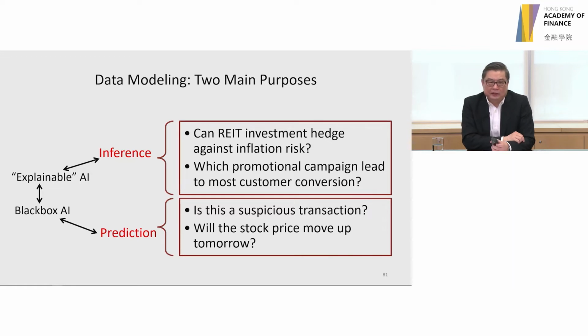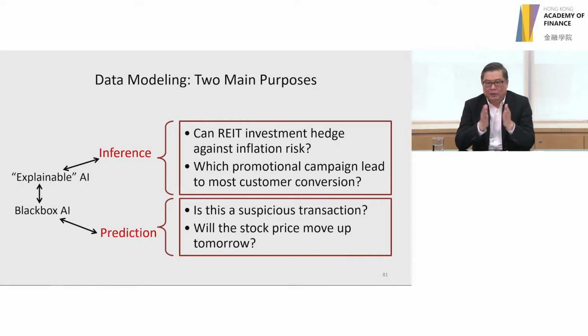Now, in inferencing, you want to understand the relationship between objects, between phenomena. For example, can REIT investment hedge against inflation risk? So here you're actually asking whether there is a relationship between REIT investment and inflation. The second question, for example: which promotional campaign leads to the most customer conversion? So in inferencing, you want to understand. In prediction, your concern is accuracy. So as long as I have high accuracy, I may not really need to know exactly what's going on.